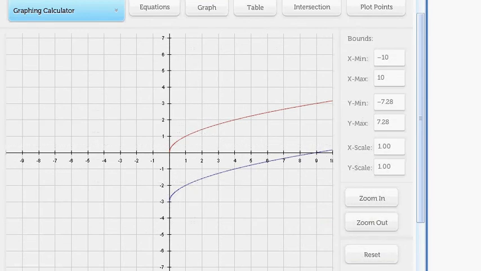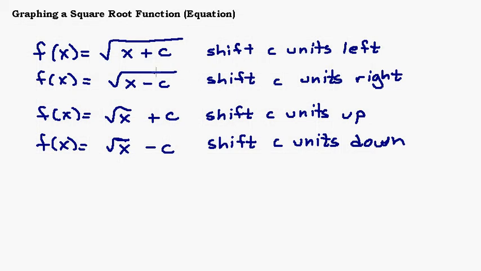Something that's a little weird to get used to: when you think of plus c, you would think of going to the right, but it's not. It's to the left. And minus c goes right. So this left and right shifting is counterintuitive. This is one thing that drives people crazy about math, but it's just the way that it is. If it's plus c, it's going to go left. If it's minus c, it's going to go right. So the left and right is counterintuitive, where the up and down is exactly what you'd think. A plus c shifts it up, and a minus c shifts it down. So that's just something to be aware of.